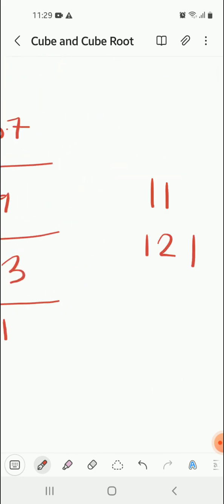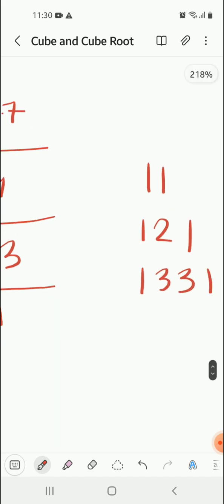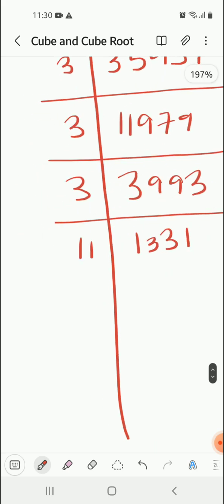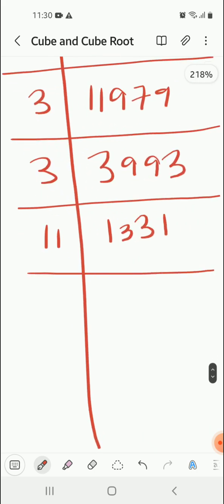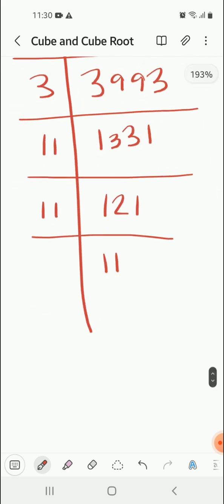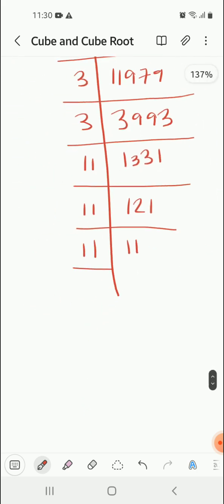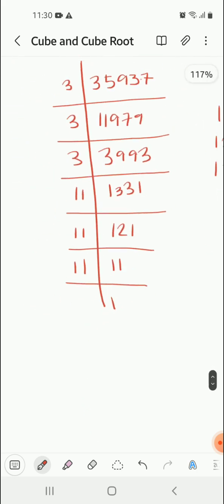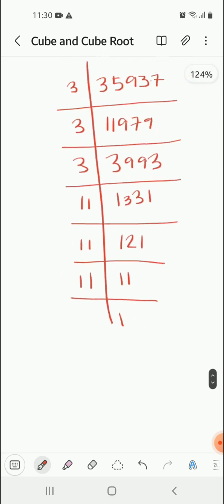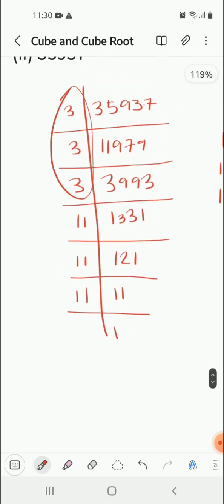11 square is 121. 11 cube is 1331. It will keep repeating itself in this manner. So 11 cube, we get 121, and again it will be 11. Now you see it will terminate over here because we have reached the prime number, that is 11. Now you see we've got a group of 3's and we have got a group of 11.